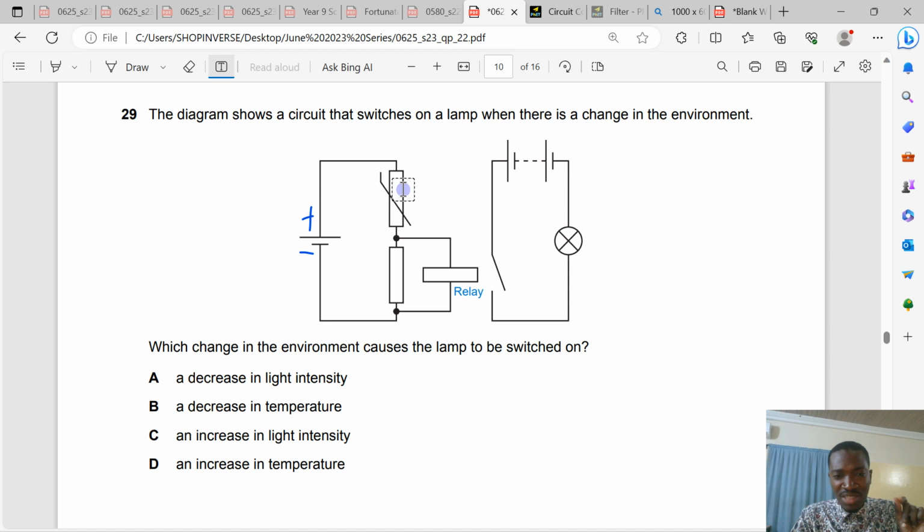And what will make the resistance of a temperature dependent resistor low? High temperature. When temperature is high, the resistance of this material will drop. So a high temperature will make this resistance drop and will eventually switch on this relay. So we need high temperature. So an increase in temperature is the correct answer. Sorry, I have to just cross check with my marking guide here.